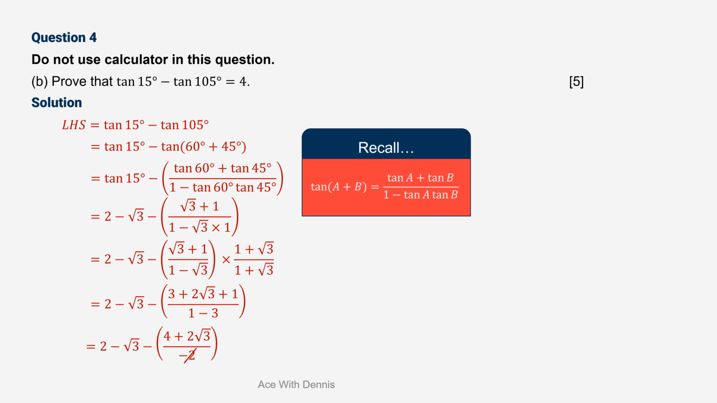So from here, we can divide both numerator and denominator by negative 2. We'll get negative 2 here, and for the denominator it is negative 1. So the equation becomes 2 minus √3 minus (negative 2 minus √3). And the answer is 4, hence shown.